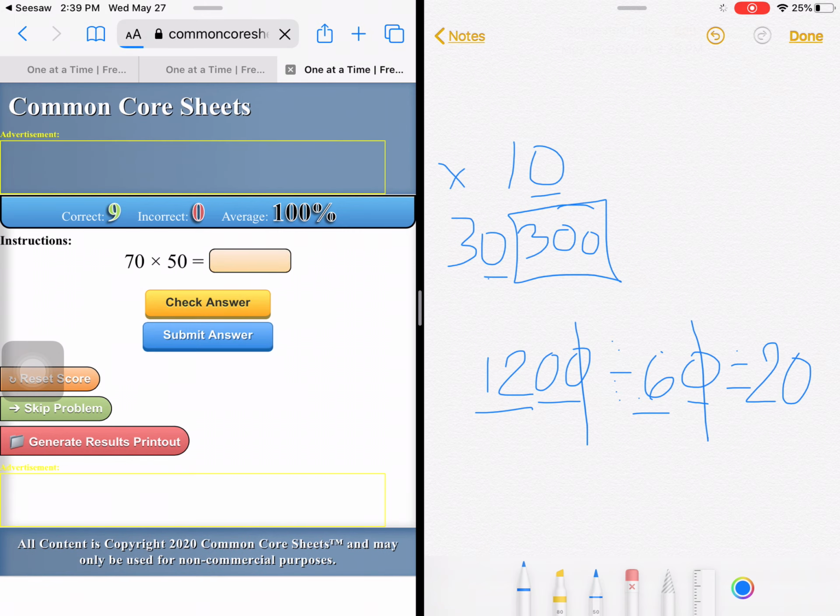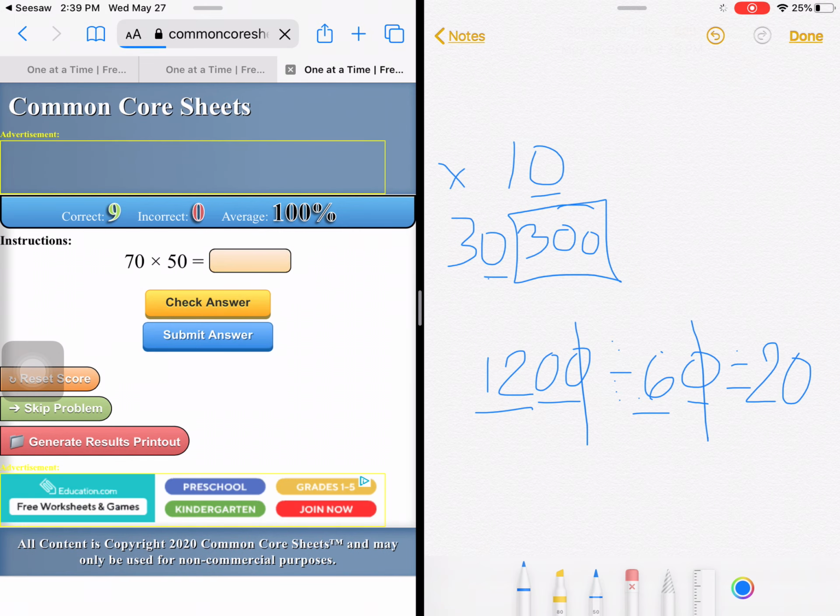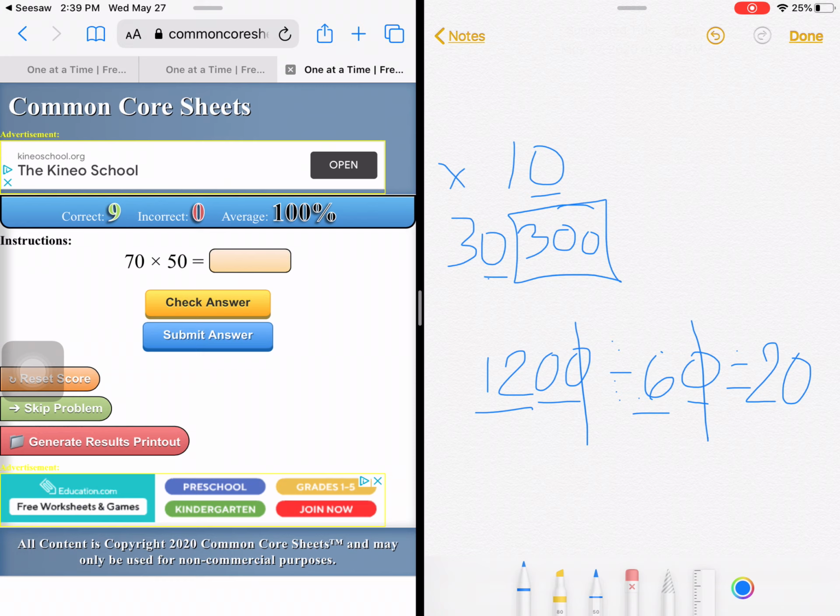And I'm going to keep going until I have 10 correct. I already have 9, so you see how fast, once you recognize the pattern, how fast it can get. If you have any questions, please let us know.